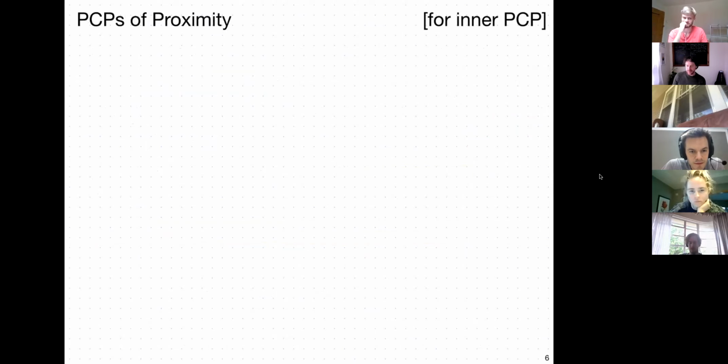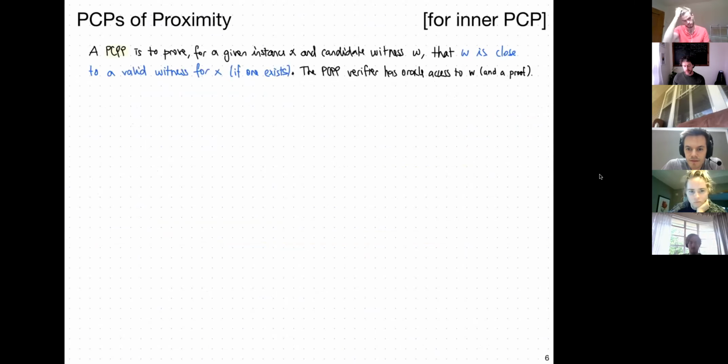Okay, perfect. So now let's continue to the second component, PCPs of proximity. It's one of my favorite topics, one to which I dedicated a lot of time. The way I like to think about it is as a testing problem, like linearity testing or low degree testing or any other testing problem, and then try to augment it: think about how a PCP would look for such a testing problem.